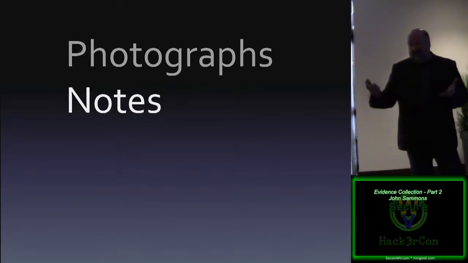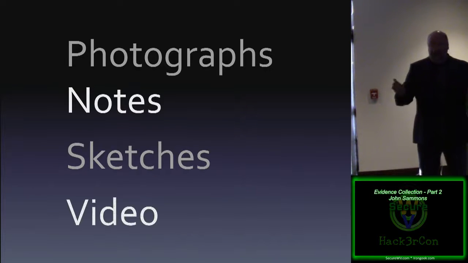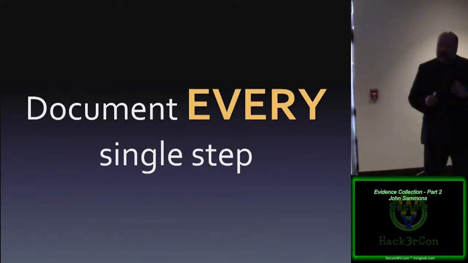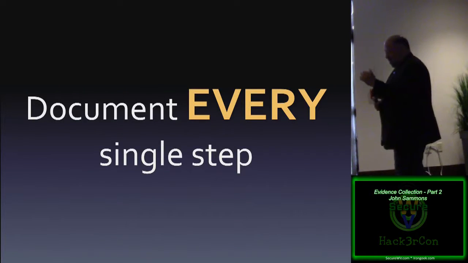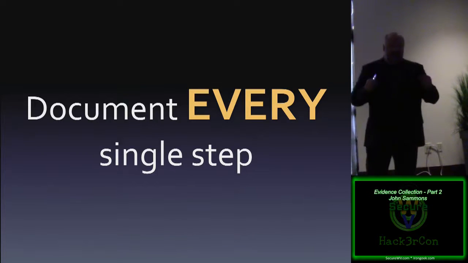All right, so how do we do this? Typically we're going to see photography and notes as how we document our live system response. Sketches, perhaps, and video. Those four ways: photographs, notes, sketching, and video. What you want to do is, once you start to interact with that machine, note the date and time, and then note everything that you do. I did this, and the machine did that. I did this, and the machine did that.